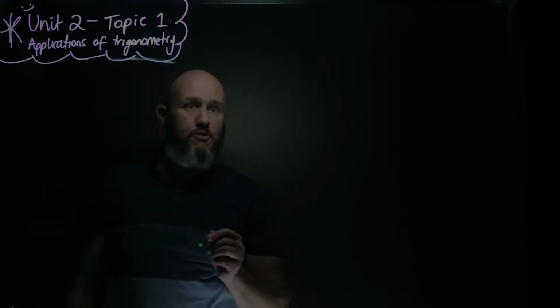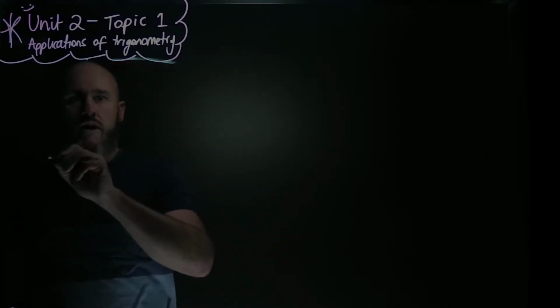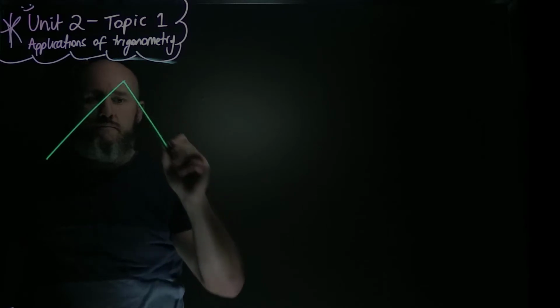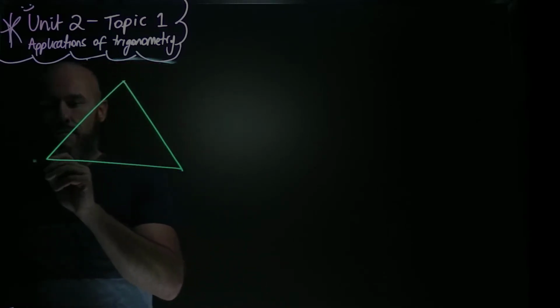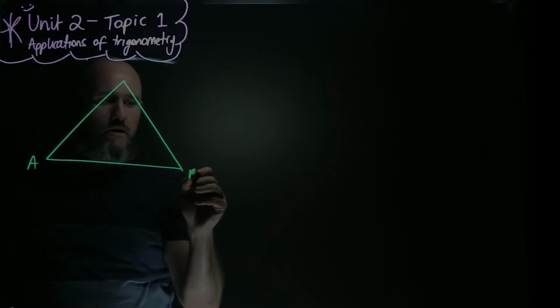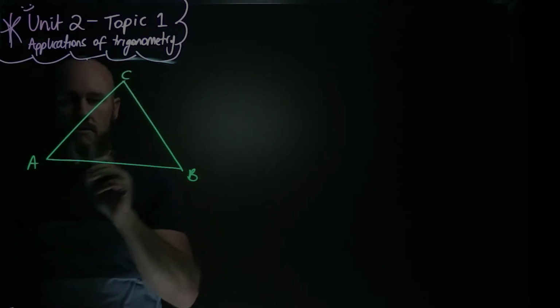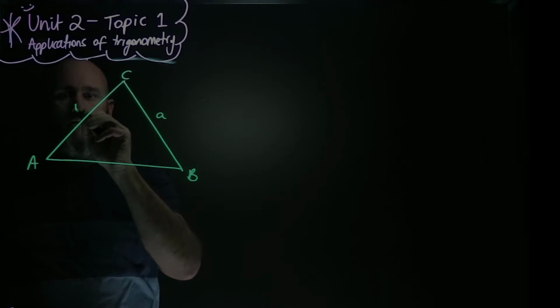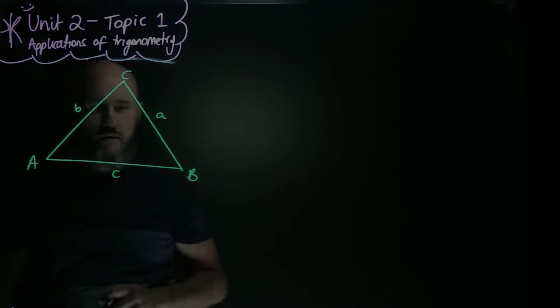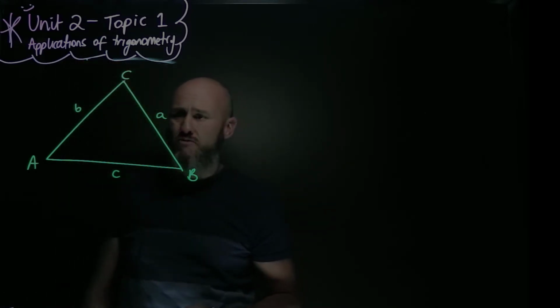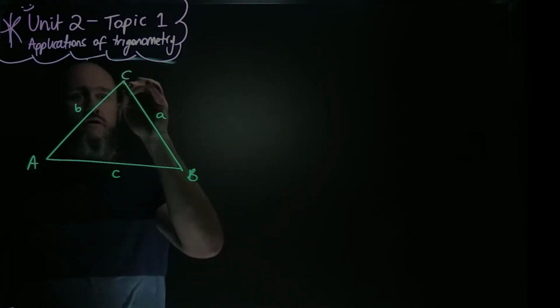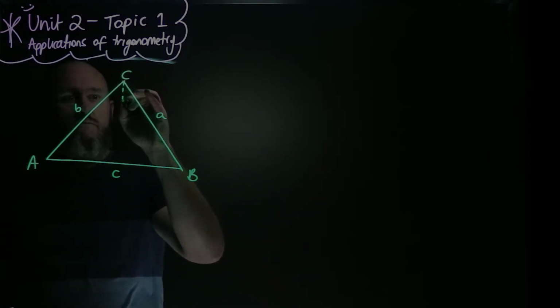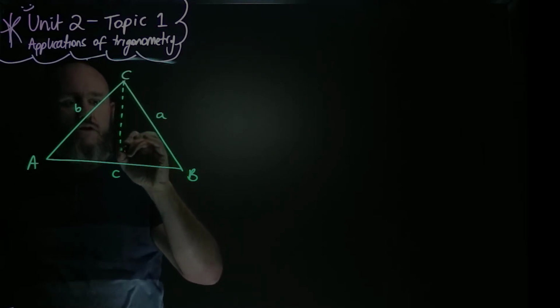So the easiest way to do a proof is to start with a good diagram with all of our variables in it. So my diagram is going to be this one here, and I'm going to label it A, B, C. And I want to start by proving the sine rule. The sine rule is going to come from some information that comes from this nice diagram here.